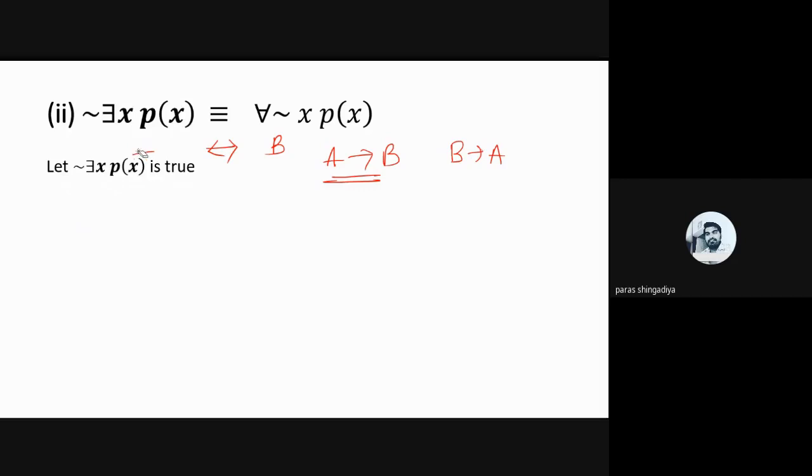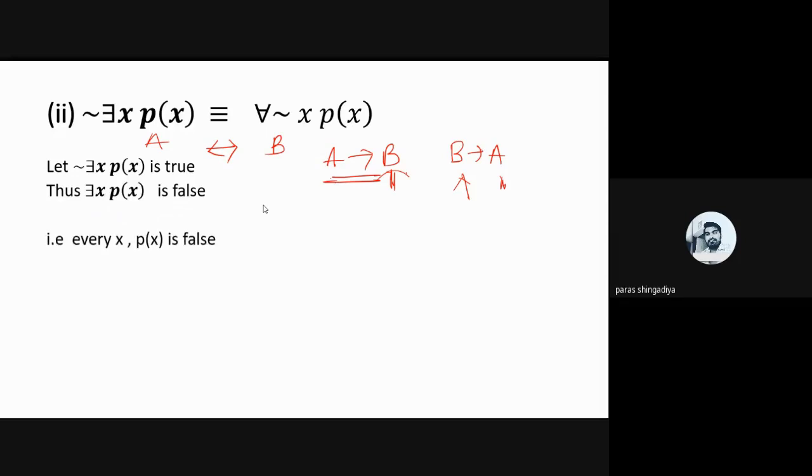Negation, there exists x P(x), is true. Means we prove A to B: if A is true, then B is also true. And then the reverse: if B is true, then A is also true. This way you can prove that. So negation, there exists x P(x), is true. What does it mean? If negation is true, then simply the result, there exists x P(x), is false. Remove the negation. There exists x P(x) will be false.